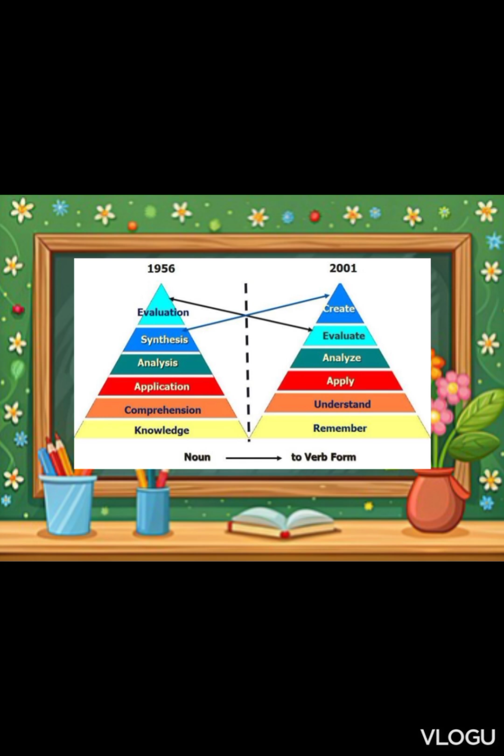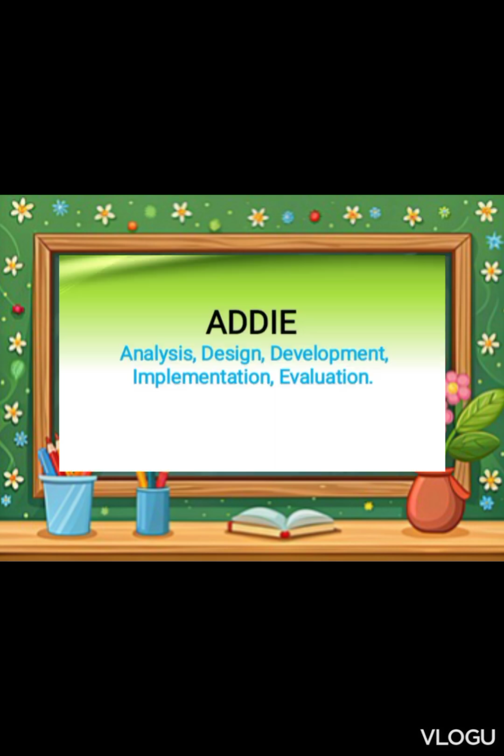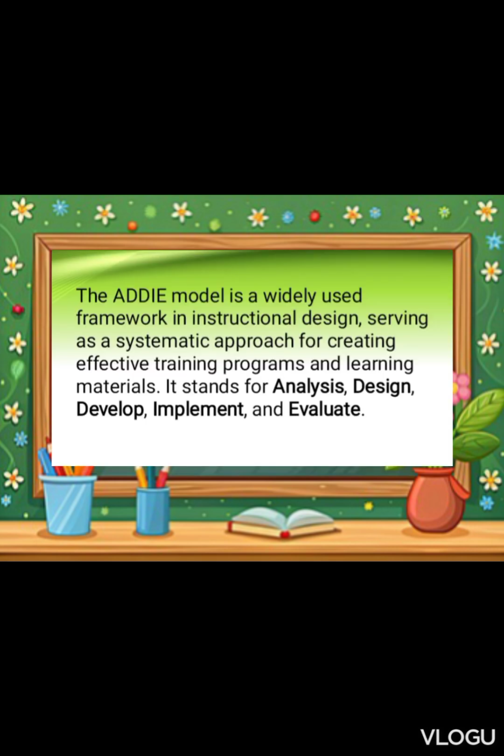1956 Bloom's Taxonomy and 2001 Bloom's Revised Taxonomy. The next instructional design model is the ADDIE. The ADDIE model is a widely used framework in instructional design, serving as a systematic approach for creating effective training programs and learning materials. It stands for analysis, design, develop, implement, and evaluate.